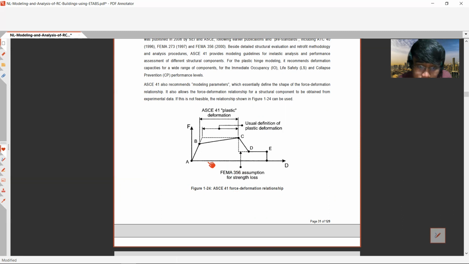So here, according to the ASCE 41, the plastic deformation is from point B to point C. And this one is the usual definition of plastic deformation, with the FEMA 356 assumption for the strength loss. So point C to point D is the strength loss, and from point B to point C is the plastic deformation. Then next is the strength loss from C to D, a linear strength loss.